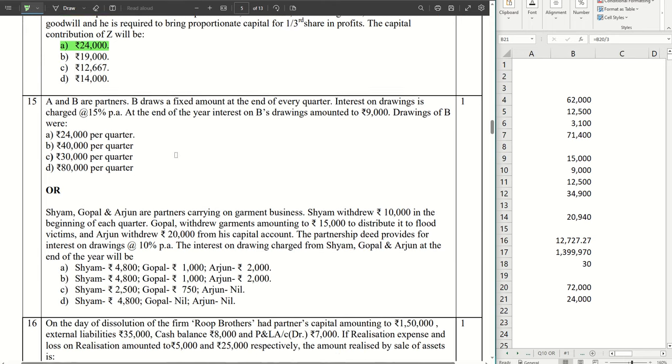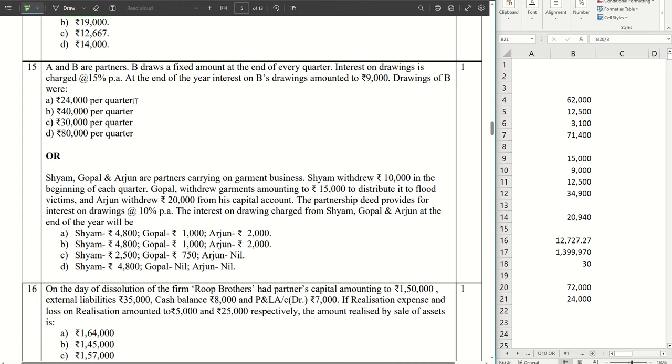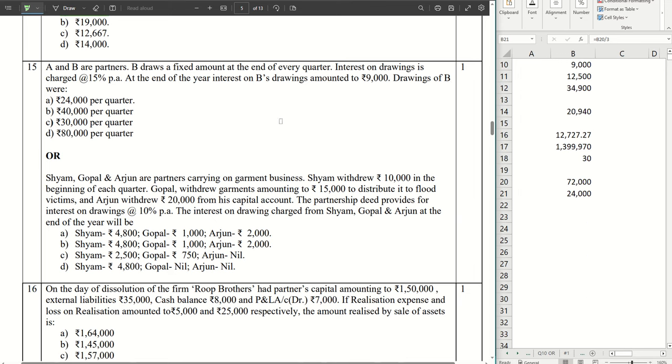Moving on, 15. A and B are partners. B draws a fixed amount at the end of every quarter. Interest on drawings is charged at the rate 15% per annum. At the end of the year, interest on B's drawings amounted to 9,000 rupees. Drawings of B were how much? We are required to calculate B's drawings. Now, this is end of every quarter and the rate of interest is 15. The average period that we will be taking here is 4.5 by 12.